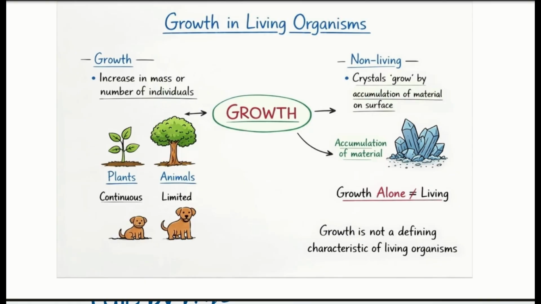Now let's talk about an important characteristic of living organisms, growth. So what is growth? Growth means increase in mass or number of individuals. Simple, right? Now let's understand this in different organisms. For example, in plants, growth is continuous. They keep growing throughout their life. On the other hand, in animals, growth is limited. They grow up to a certain age and then it stops.